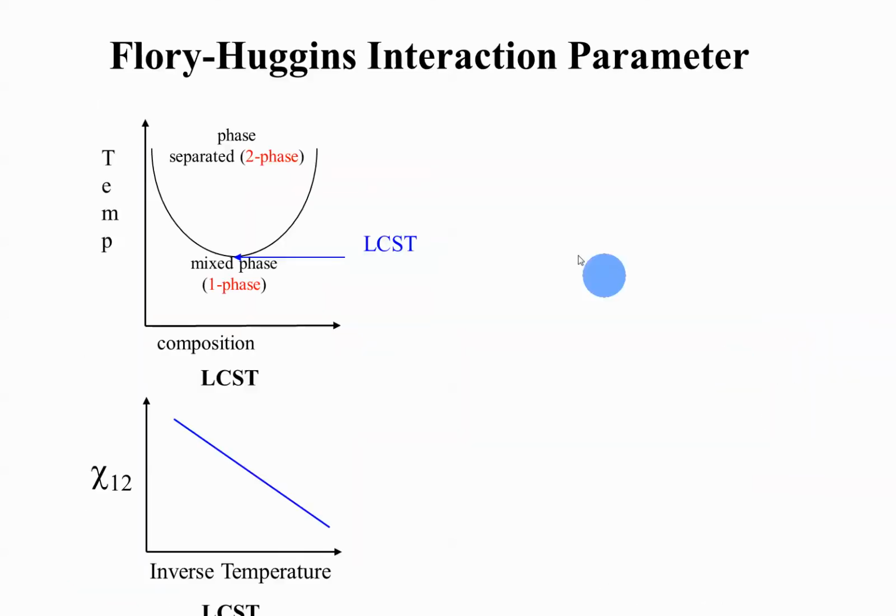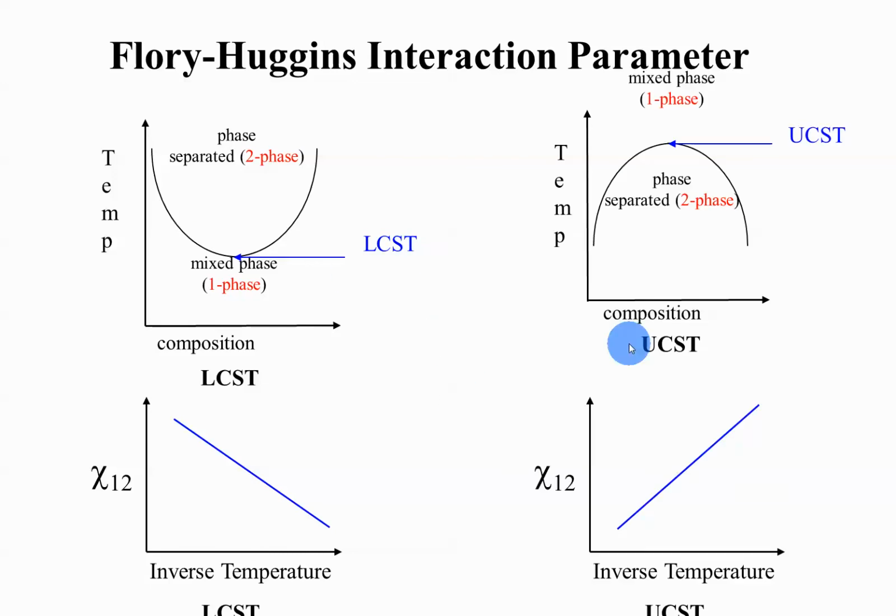Okay? Let's go to the Flory-Huggins interaction parameter. So we said LCST, phase separation upon heating, the so-called Flory-Huggins interaction parameter, decreases with inverse temperature. In other words, when you increase temperature, the parameter increases to get you to the two-phase region. The other case, phase separation upon cooling: when you cool down, the Flory-Huggins interaction parameter gets weaker and weaker. It gets you to the one-phase, mixed phase region. Okay, so this is the Flory-Huggins parameter for LCST and UCST.